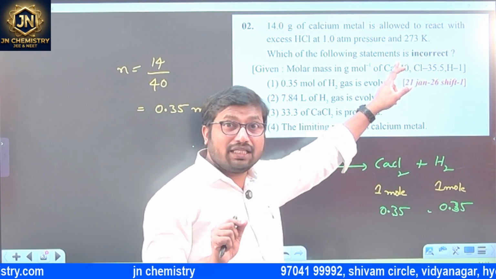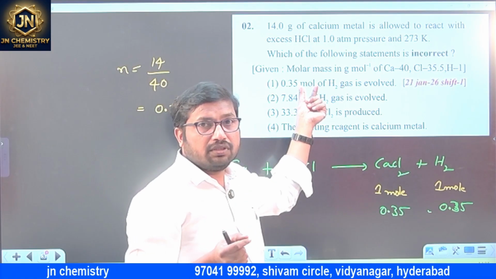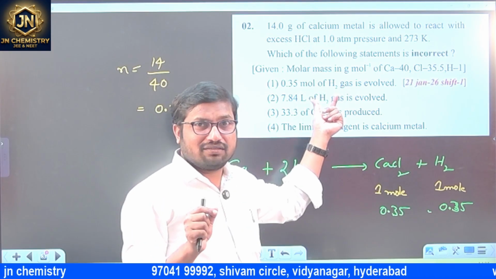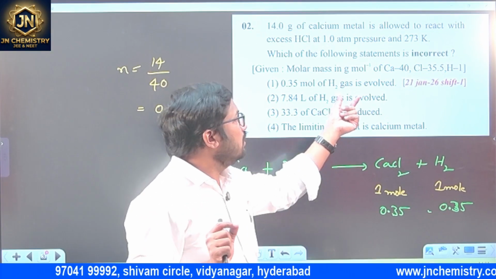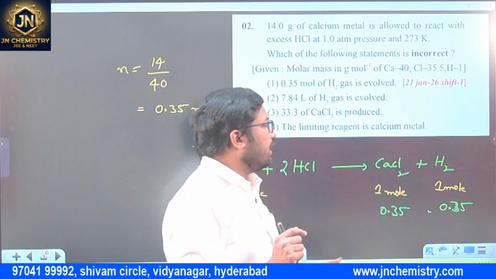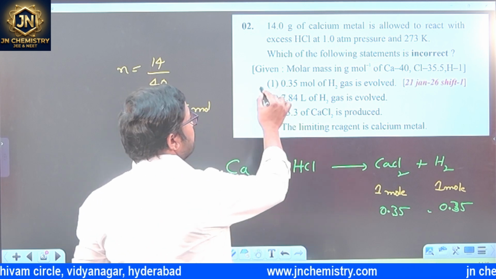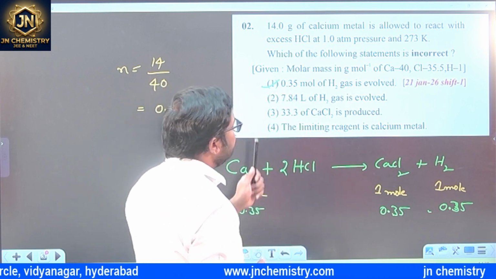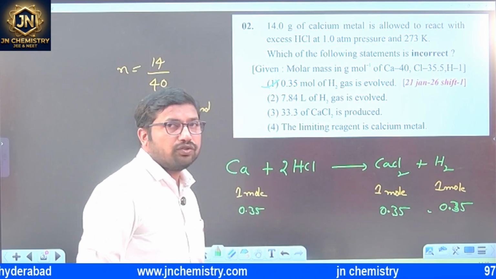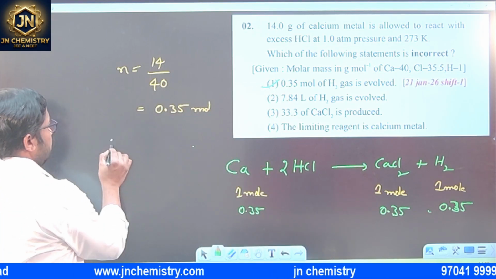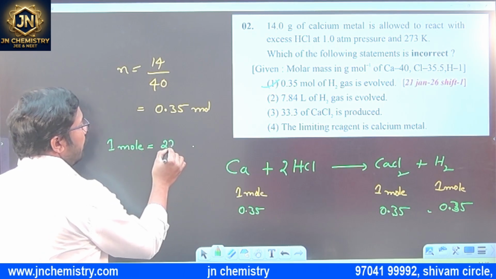We need to read the question totally, because a lot of people will think it asks which statement is correct. There is a huge confusion, and people can make silly mistakes. Here they are asking incorrect. So the first one is correct, no issues. And 7.84 liters of gas is evolved. According to the mole concept, 1 mole is equal to 22.4 liters.